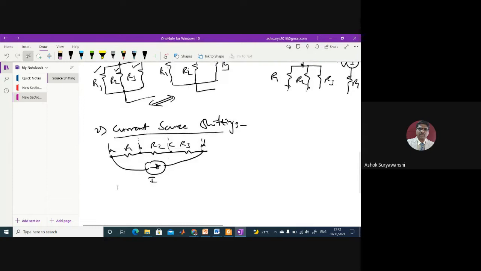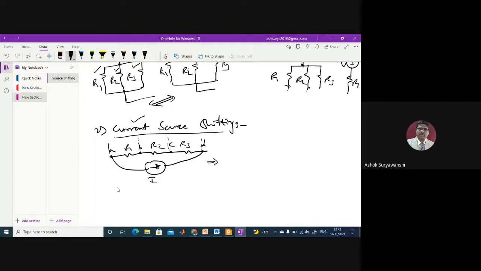So now what to do here? Because there is no resistance across the current source, there is no resistance in shunt with the current source, so you cannot transform the current source. So what do you have to do? You have to use the current source shifting first. So how is it done?